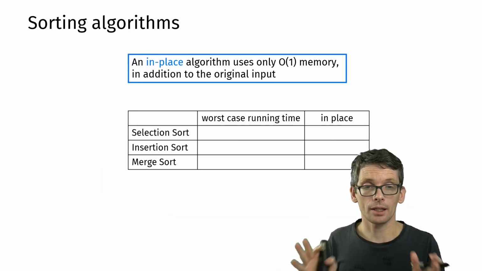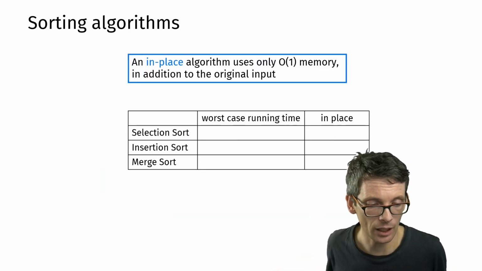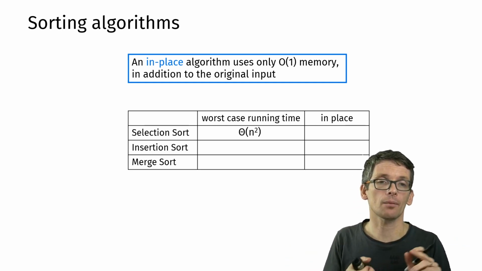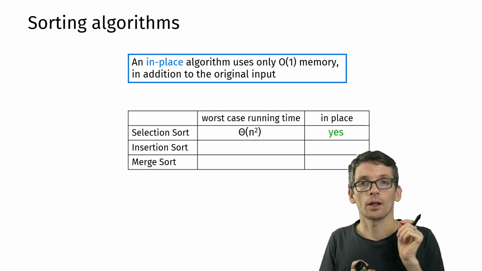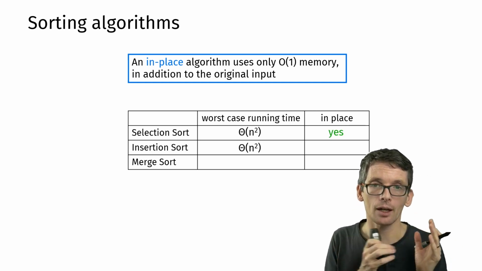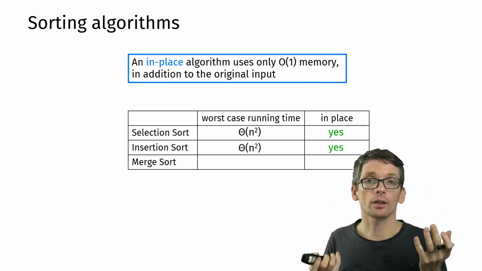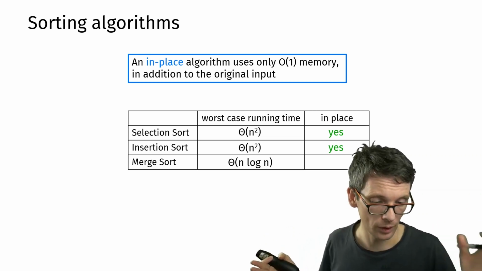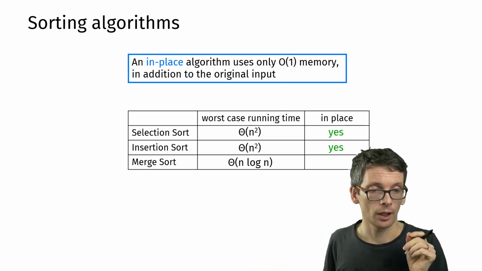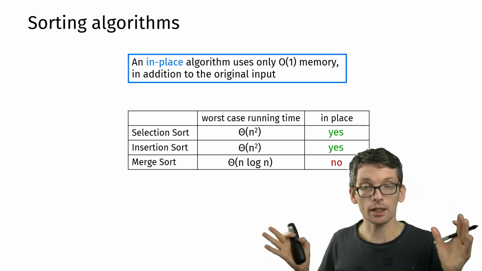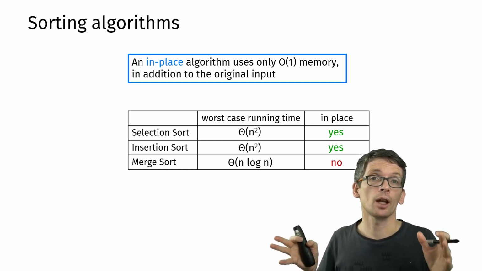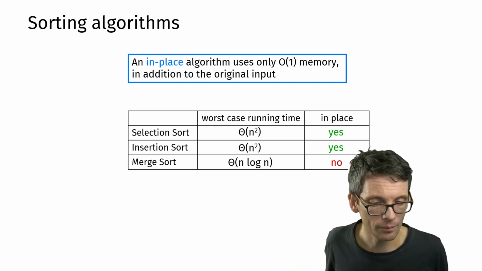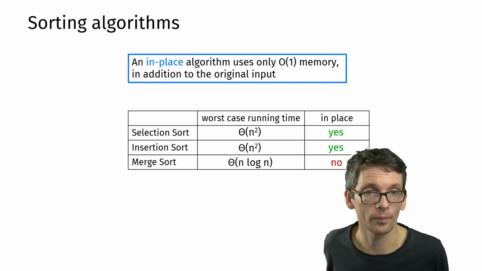To wrap up, let's see which algorithms we've seen and what their properties are. We've seen selection sort, which runs in quadratic time. It is in place. Insertion sort is also quadratic time and in place. Merge sort was order n log n, which we still need to prove, but we have the recurrence. It is not in place. So that is what we've seen so far in terms of sorting algorithms. We will see more in the future, but that's all for now.